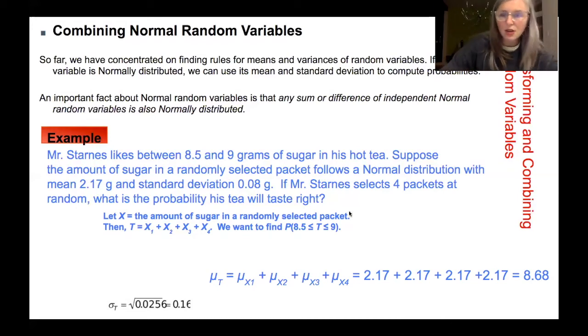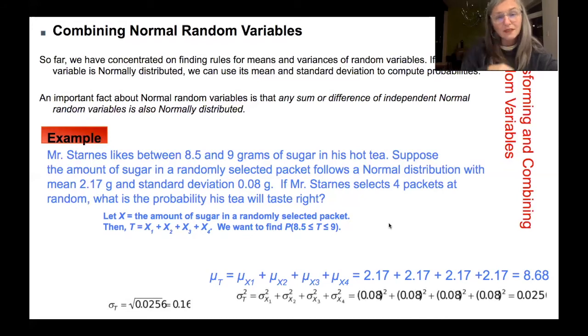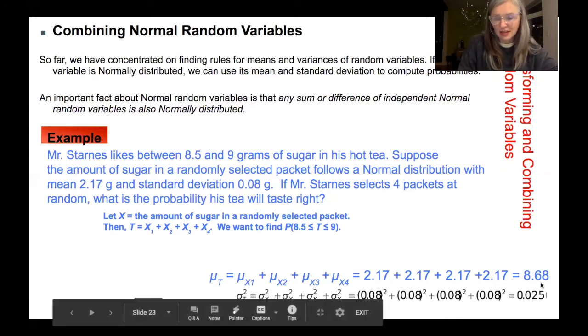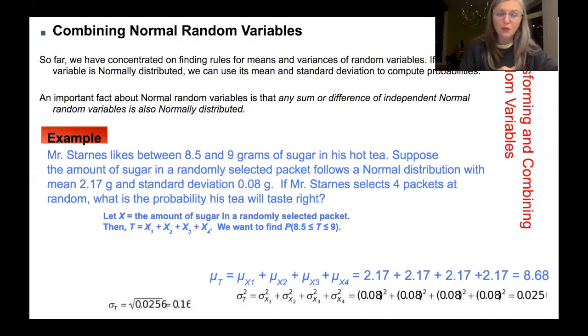All right, so now we have to find the standard deviation. Remember, we can't just add standard deviations. We've got to go to variance. So we square, square, square, square. Then we add. We get 0.025, and we get a standard deviation of 0.16. So the standard deviation for the sum of all those packets is about 0.16 grams.